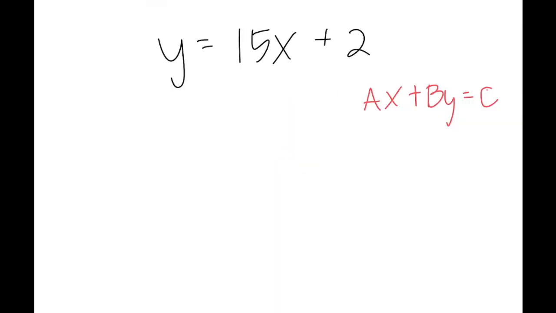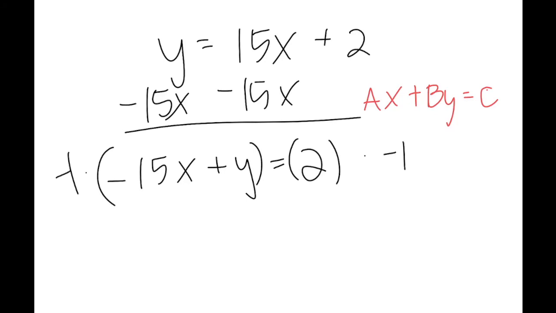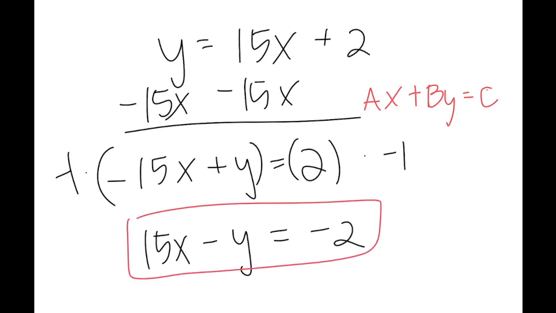If you don't have a fraction in your problem, then you have one less step to do. So what I'm going to do is move the term with the x over by subtracting 15x from both sides. And then I'll multiply everything by a negative 1 so that I can make my first coefficient a positive. And then this would be my final answer.